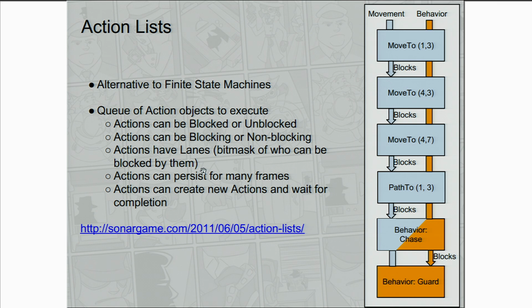One thing is that an action can be blocking or non-blocking. A blocking action is one that says, I'm going to keep running every frame, and the actions that come after me should not run. They don't get to go until I'm done. This is useful, for example, when you're pushing a sequence of commands to move through a path. You want them to move through the first node in the path before they start moving to the second one.